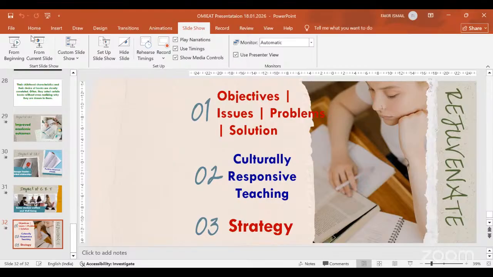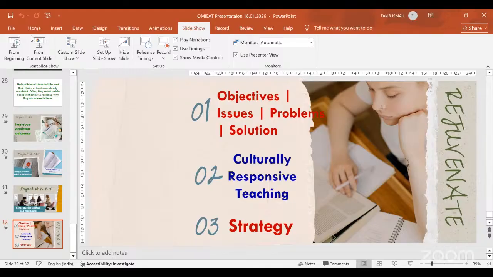The measure of students' welfare falls on two things. During school and college times, we measure marks and grades. After college years, we measure only employment, job position, etc. So what is the solution? The solution is culturally responsive teaching.